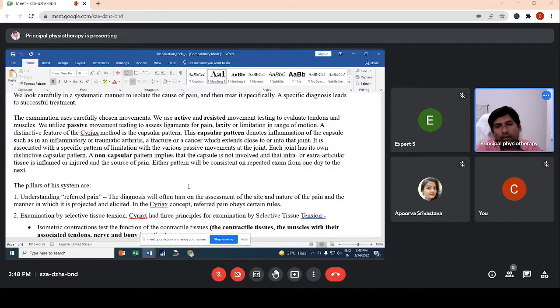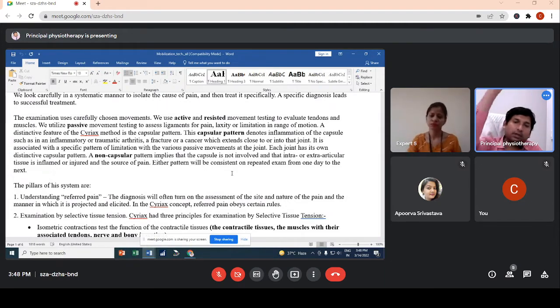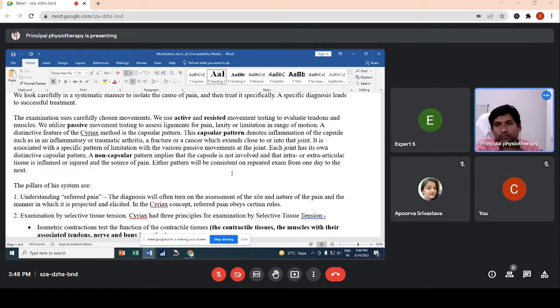certain movement pattern, and that movement pattern basically occurs because of the certain arrangement of the capsules. Suppose in the shoulder joint there are three arrangements of the capsule: posterior capsule, anterior capsule, and inferior capsule. When you do flexion, the head of the humerus goes posteriorly, and there is posterior glide.